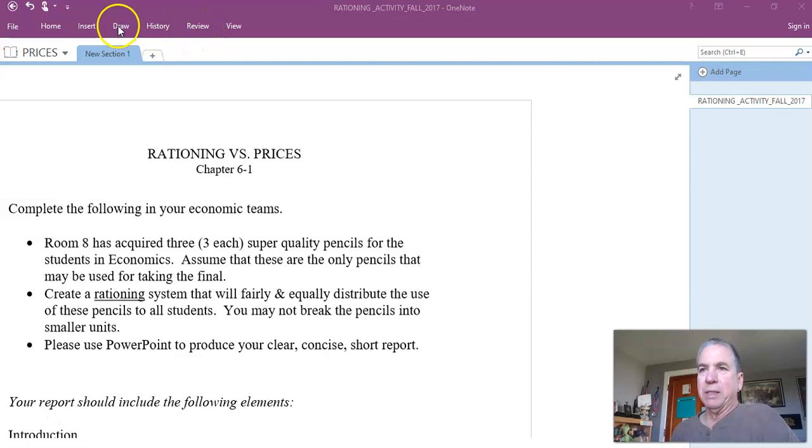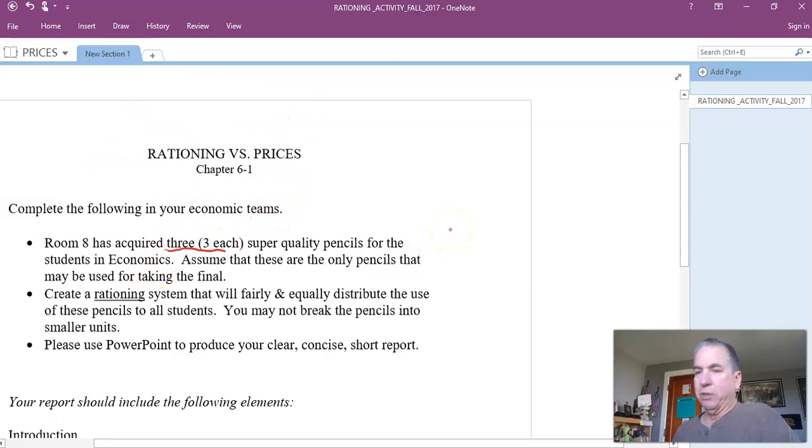Some of the basic things that we had set up were 3 pencils. These are the only pencils that can be used to complete a test. And then we put out some guidelines. You can't break the pencils into pieces, but you've got to find some way to create a rationing system, something other than prices. So you can't sell these pencils, but everybody needs to have a chance to utilize them.